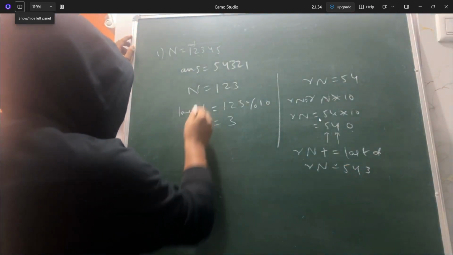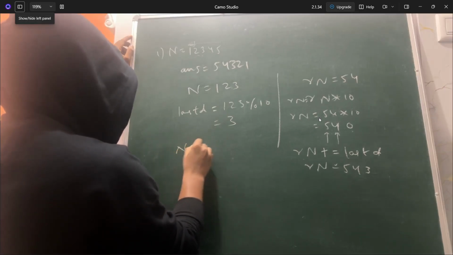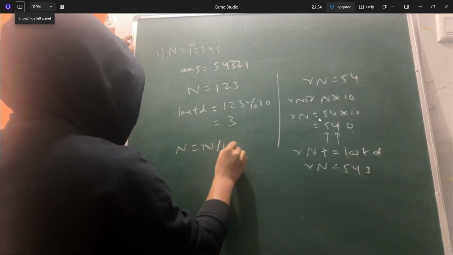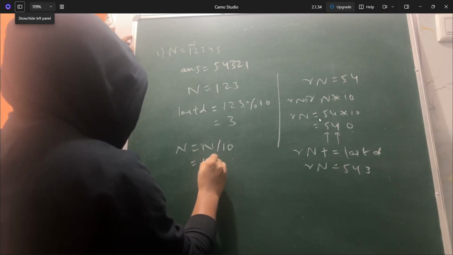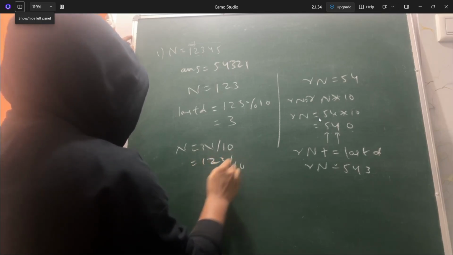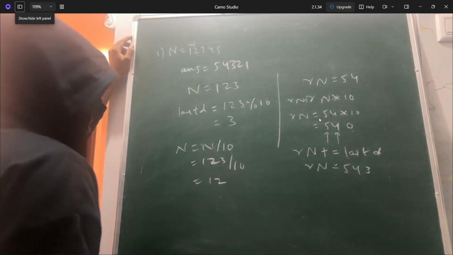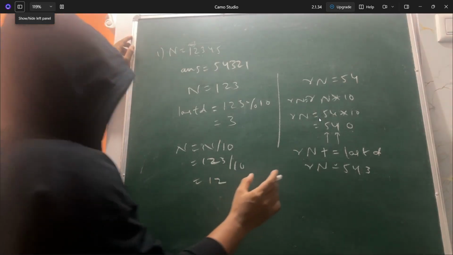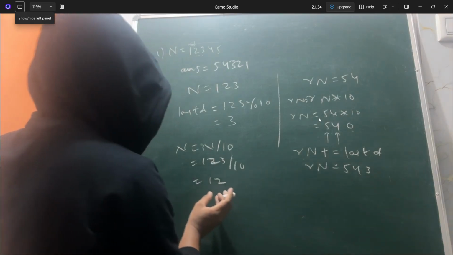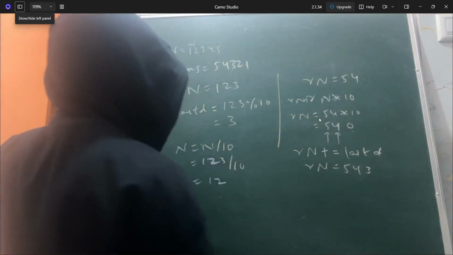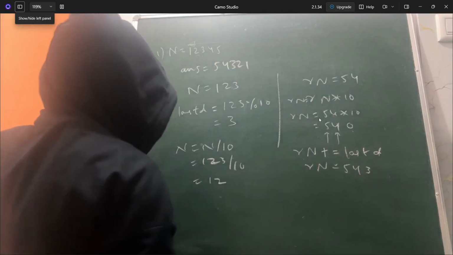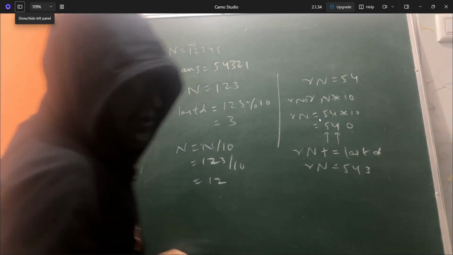So kind of it is reversing. Now we have n as 1 2 3, but you'll have to take n is equal to n divided by 10. This will give you 1 2 3 divided by 10, which is basically 1 2. So kind of we are taking one digit from n and putting it to Rn. So it is reversing.